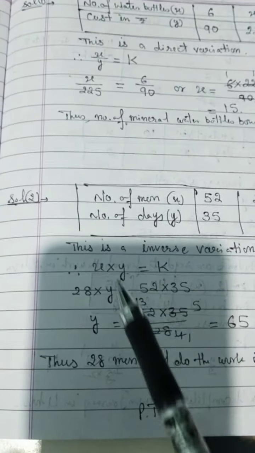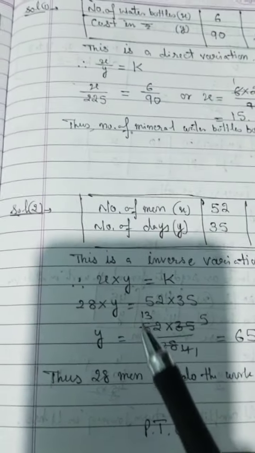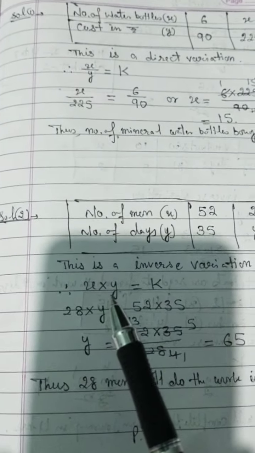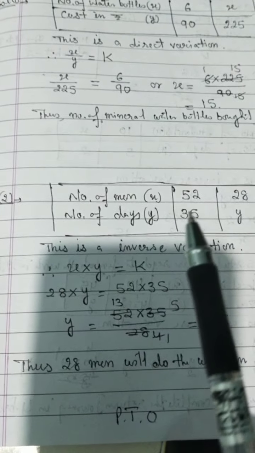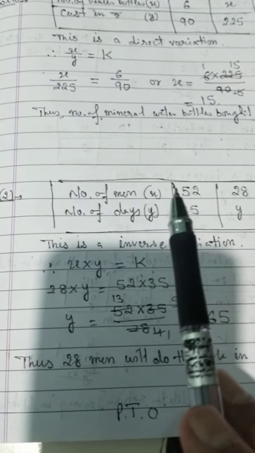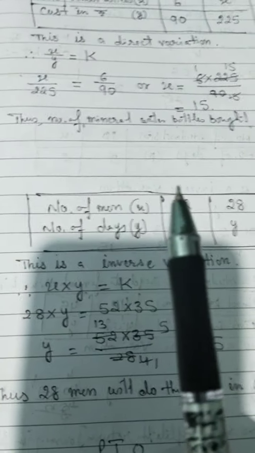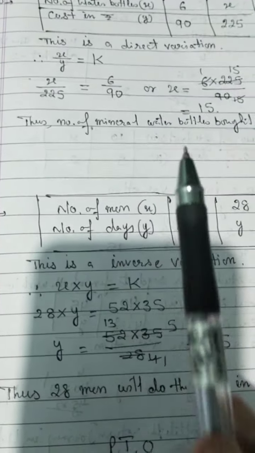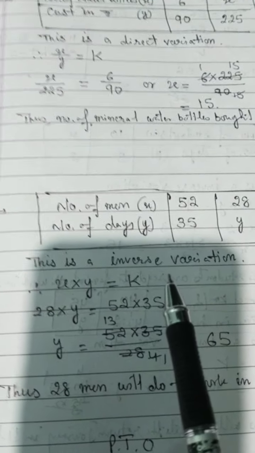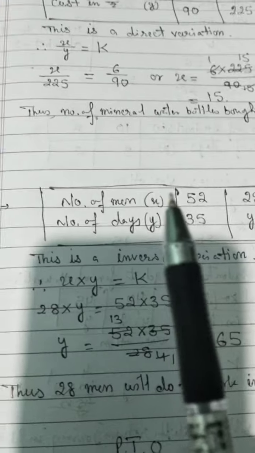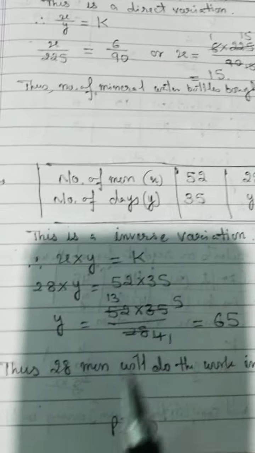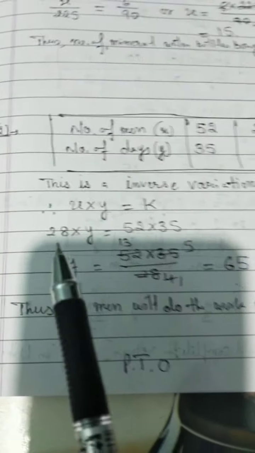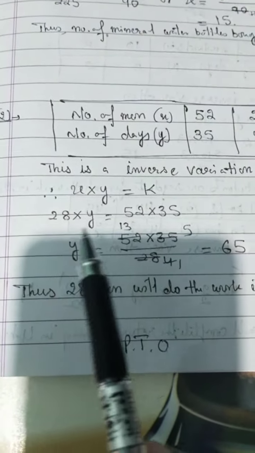This is the main difference between direct and inverse. Rest one, all the sums when you solve in your notebook, the methods will be the same; only you can identify the condition, whether to apply direct or inverse variation. So please, it is my humble request to you all to read this statement carefully and understand the conditions, and apply the correct condition. So x into y is equal to k, 28 into y.